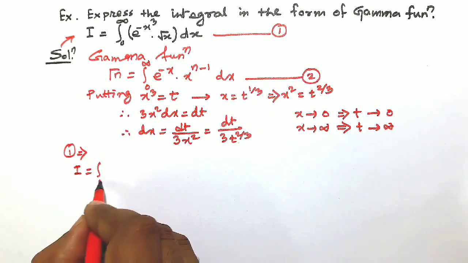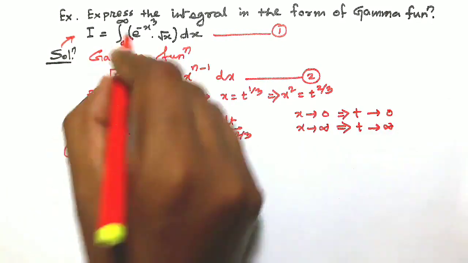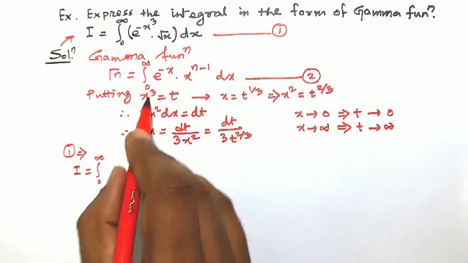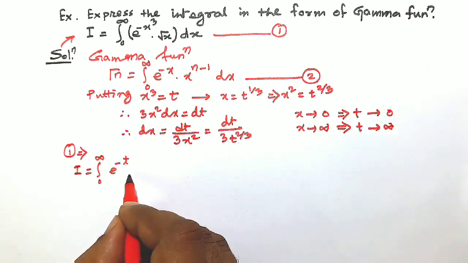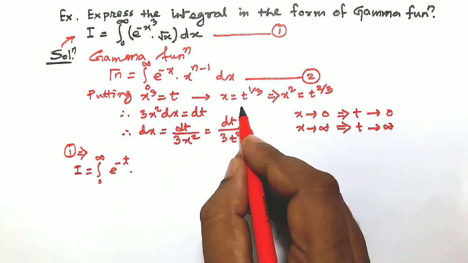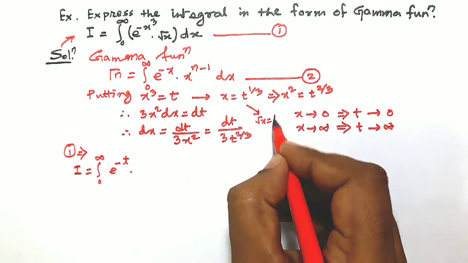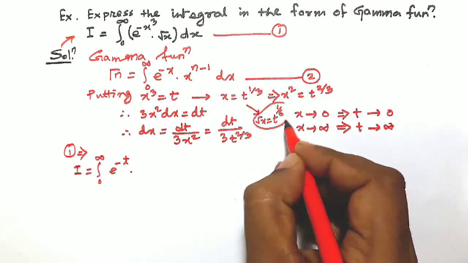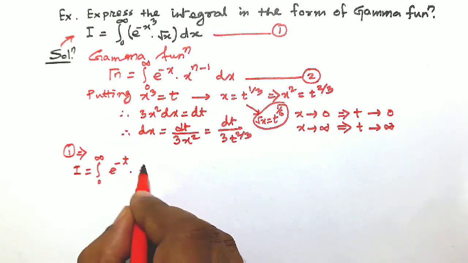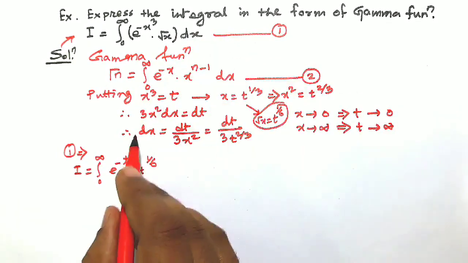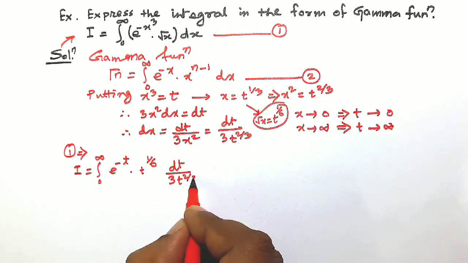So friends, I is equal to integration 0 to infinity. So this is e to the power minus x cube, and x cube is equal to t, so for this it will be e to the power minus t into root x. Now you have to find out again root x. Since x is equal to t to the power 1/3, root x is equal to t to the power 1/6, isn't it? So it will be root x, which is t to the power 1/6, dx. Now what is dx? dx is equal to dt upon 3 t to the power 2/3.